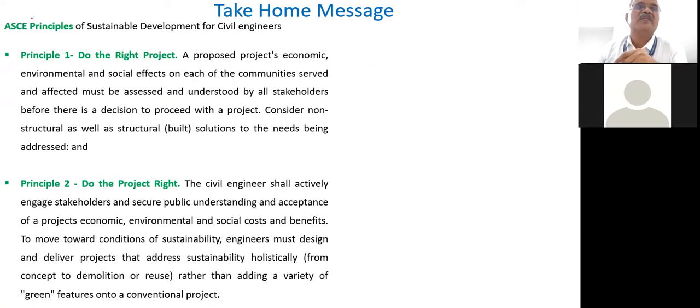The American Society of Civil Engineers has given two beautiful principles. Principle one says: do the right project. Principle two: do the project right. This is what is needed nowadays in the construction industry.